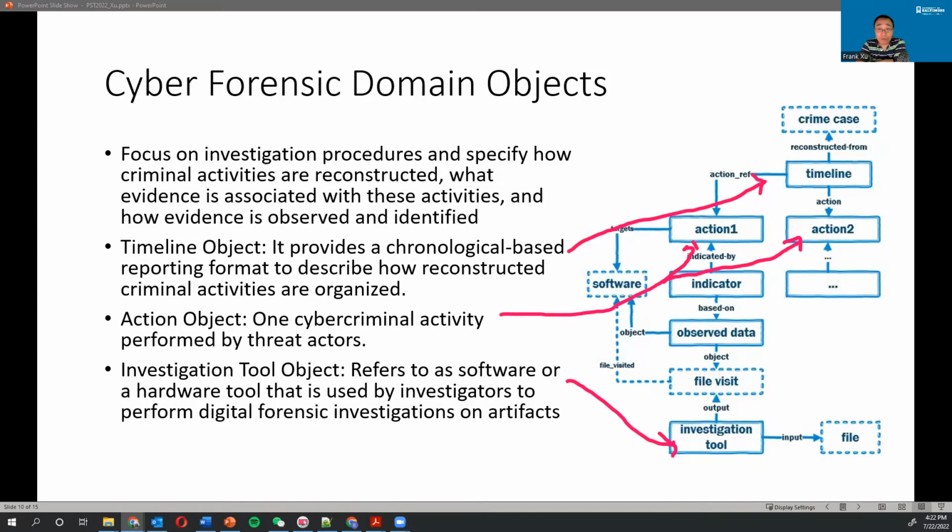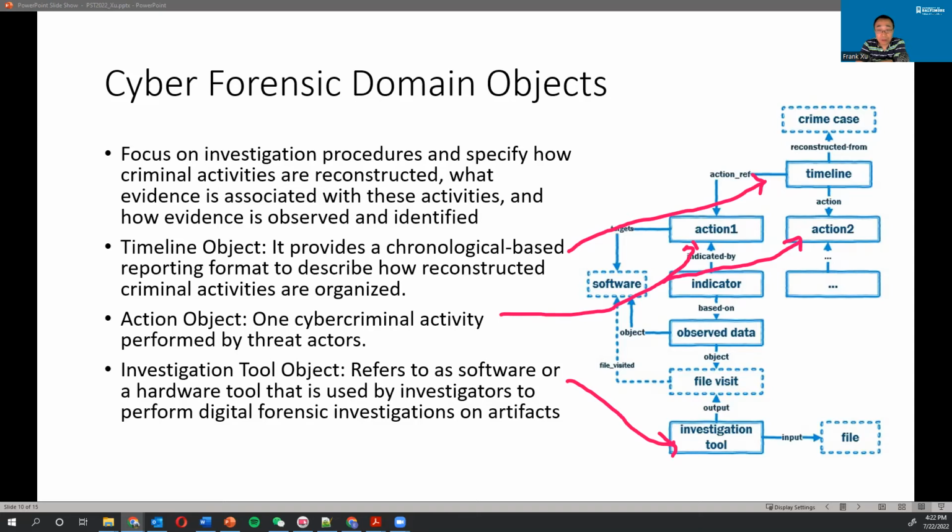The third type of object is the cyber forensic domain object. It focuses on investigation procedures and specifies how criminal activities are reconstructed, what evidence is associated with those activities, and how evidence is observed and identified. There are 4 important objects in this category.